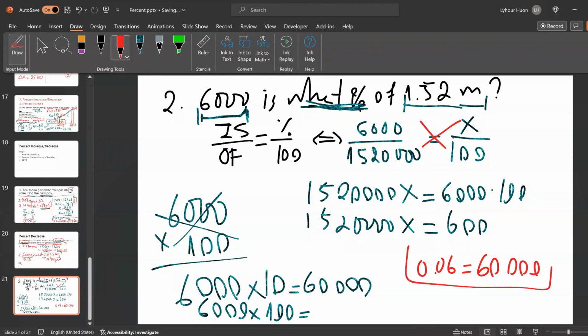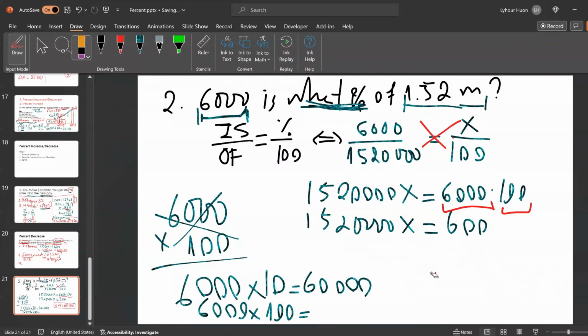So this is 0.06 million is 60,000. But here, what we are looking for is 6,000 times 100. Why? 6,000 times 100 is 600,000. Is it correct? 600,000.